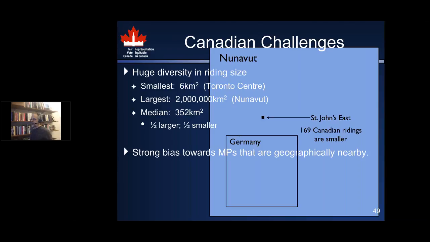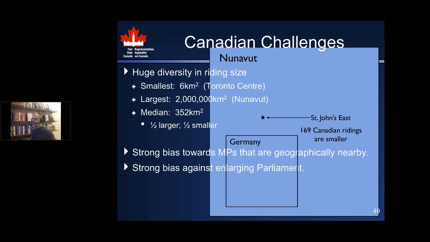Another Canadian challenge from an electoral system design perspective is the strong bias towards MPs that are geographically nearby. This is that local MP thing that Canadians are very attached to, with good reason. And so that plays off against that huge diversity of riding sizes, and that if we make the ridings larger, then we lose this geographical locality for our MPs.